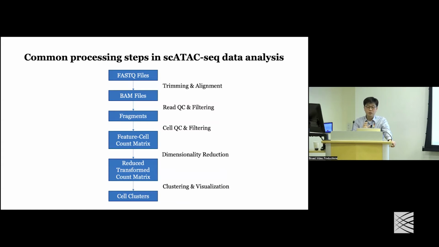So I will now switch gears to discuss each of the processing steps, as I promised you, from FASTQ files all the way to the cell cluster in much more detail. In this workflow, I try to group these common processing steps into just 5 main tasks, as shown here. But then later, I realized that these can be combined together. Anyway, namely: trimming and alignment, then read QC filtering, then cell QC filtering, and after that, dimensionality reduction, and finally, clustering and visualization. Okay, let's take a closer look at each task.